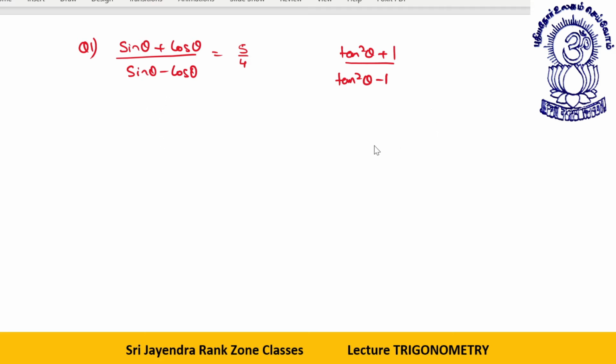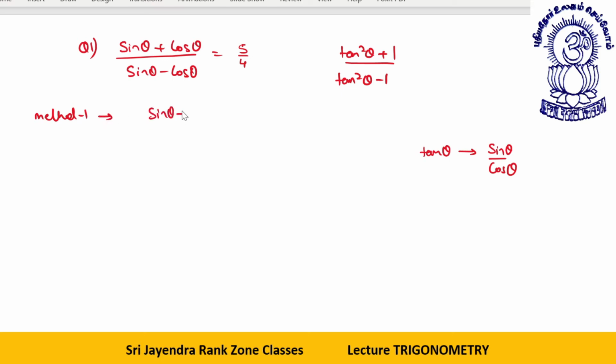See, students, our main motive is what? To find tan theta. If you can find tan theta, you will get everything. Tan theta is what? Sin theta by cos theta. What I will do is, there are three ways of doing this question. Let me give you the solution by both ways. Method 1. What is the method 1? I do cross multiply.